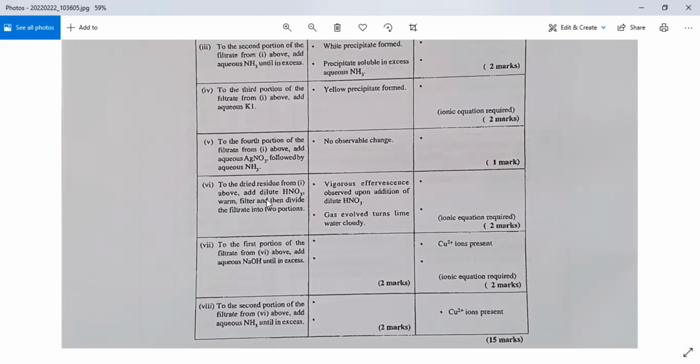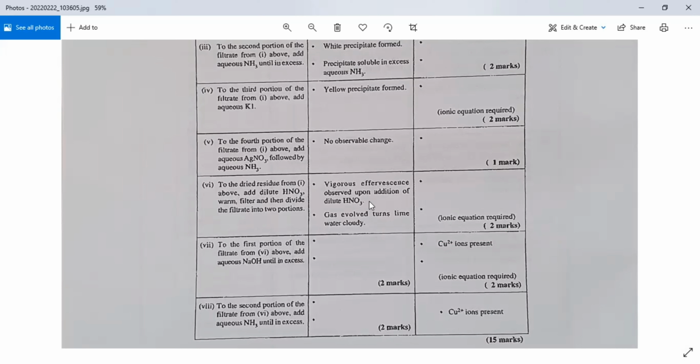Now it says to the dry residue from above, add nitric acid, filter, and then divide the filtrate into 2 portions. Notice we have added nitric acid. It says vigorous effervescence upon addition of nitric acid. Now an acid, and you did this in 4th form, acids react with certain substances to produce a gas. Acids react with metals to produce a gas. You are not doing that in qualitative analysis, so forget that one. Acids react with carbonates to produce salt, water, and carbon dioxide. Also, acids react with sulfites to produce salt, water, and sulfur dioxide. You remember last week I showed you how to decipher between sulfur dioxide and carbon dioxide.